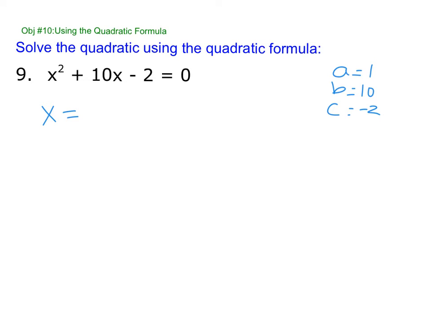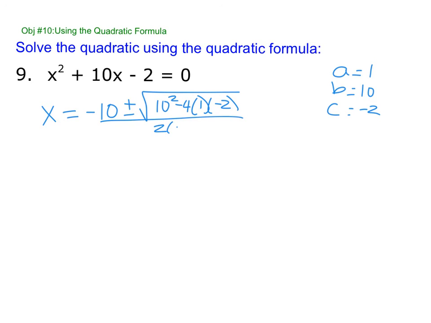X equals negative B, negative 10, plus or minus the square root of B squared minus 4AC, all over 2 times 1. Negative 10 plus or minus... So that's 100 plus 8. 108 all over 2. Now 108 is not a perfect square. We do have to see if we can simplify it though.